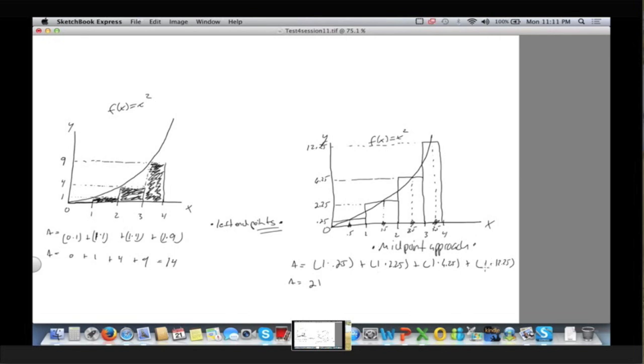What was the width of each of the rectangles? 1. But how do you know? How do you know the width was 1? Well, it was just kind of obvious in this case, but how would you formally, mathematically figure it out? Well, the definite integral was going from where to where? What were the limits of integration? 0 to 4.